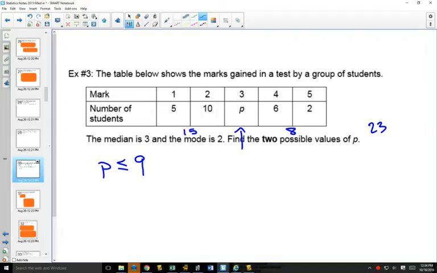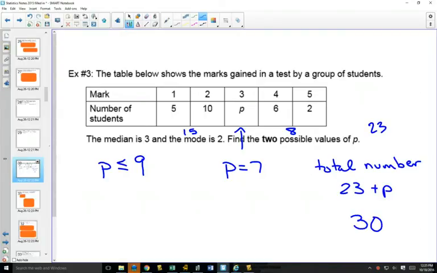So what happens? So you're saying 7 works or 7 doesn't work? 7 works. So if we had 7, okay, the total number that we're going to have is going to be the 15 and the 8 is 23 plus whatever we figure out P to be, right? And so if P is 7, how many people would there be? 30. And if we had 30 people, what would the median be?